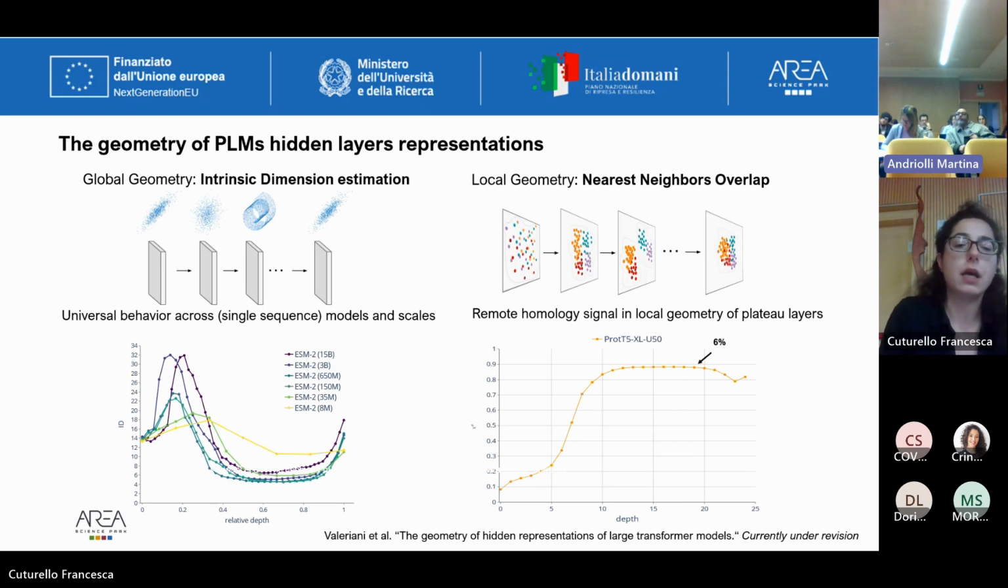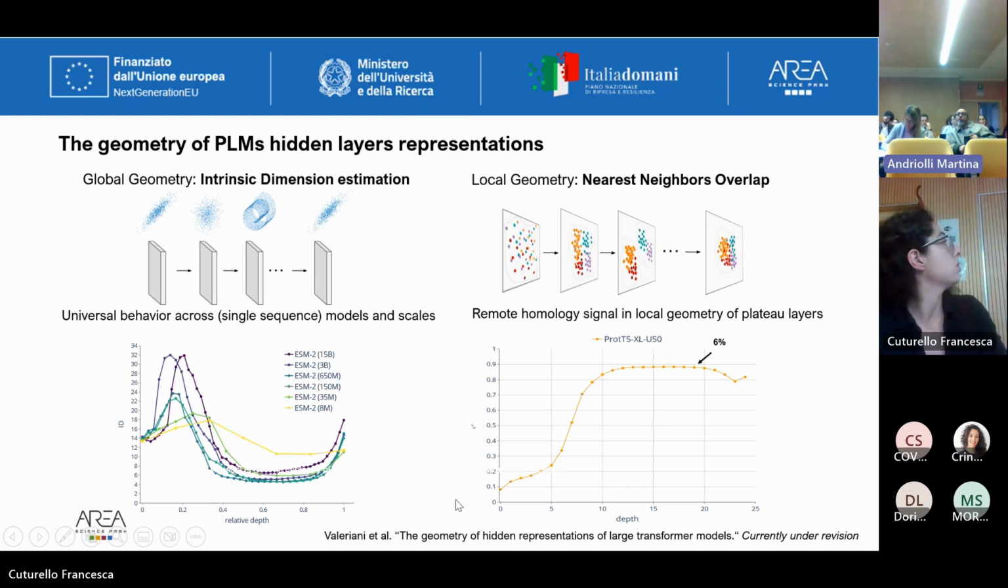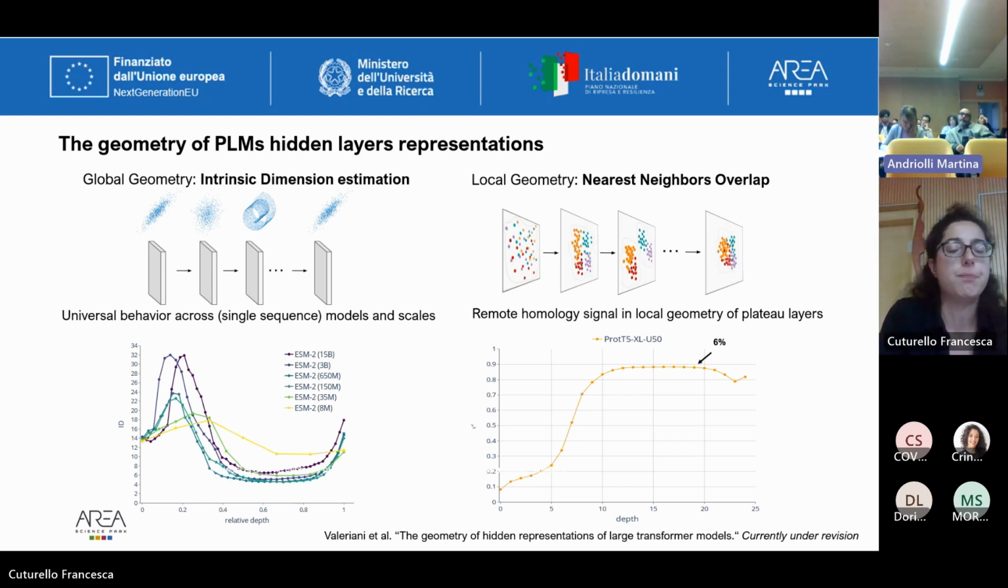So when we looked at this in the layers, which is the x-axis in the plot here, we see a three-phase behavior. And the interesting thing here is the universal trait of this behavior, which is shared across many different models. I just show ESM2 here, which is the most recent and accurate among the single protein language models, but this is shared also across the older models, and also for different sizes. So the models can have different numbers of parameters, and still they have this three-phase behavior.